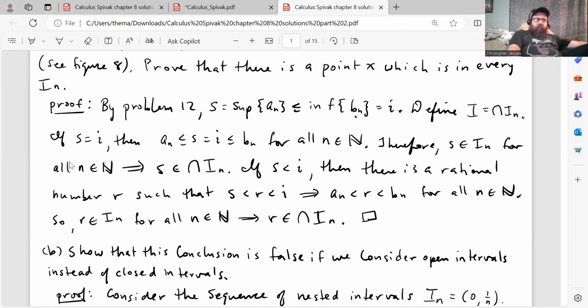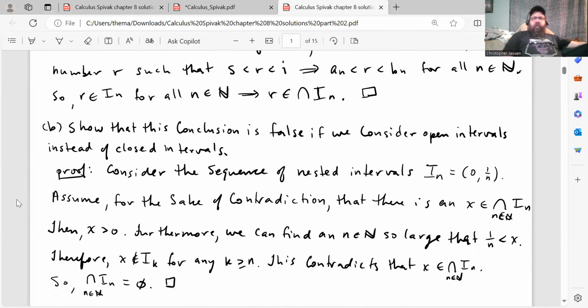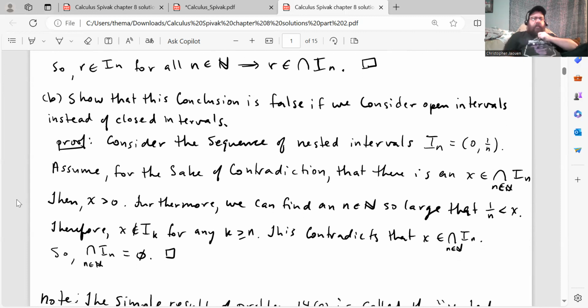Okay, that's the proof for part A. And then part B says, show that this conclusion is false if we consider open intervals instead of closed intervals. So I came up with a counterexample here. Consider the sequence of nested intervals I_n, defined to be the open interval from 0 to 1 over n for all natural numbers n.